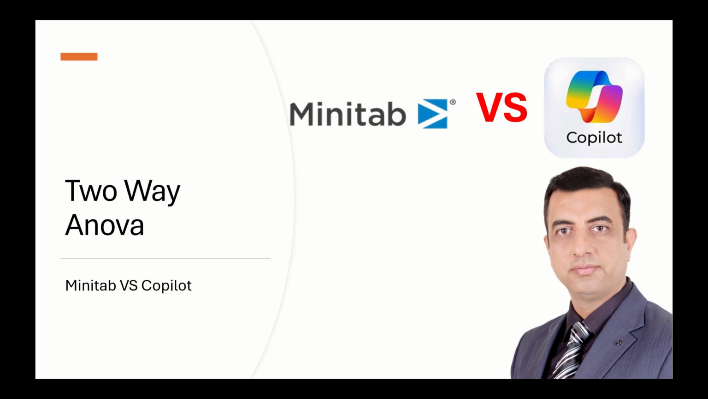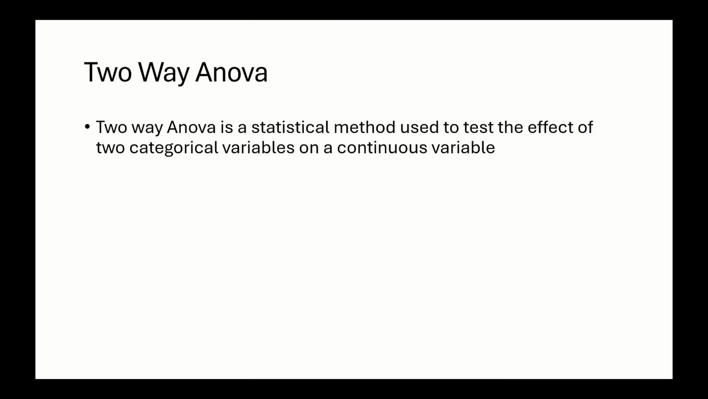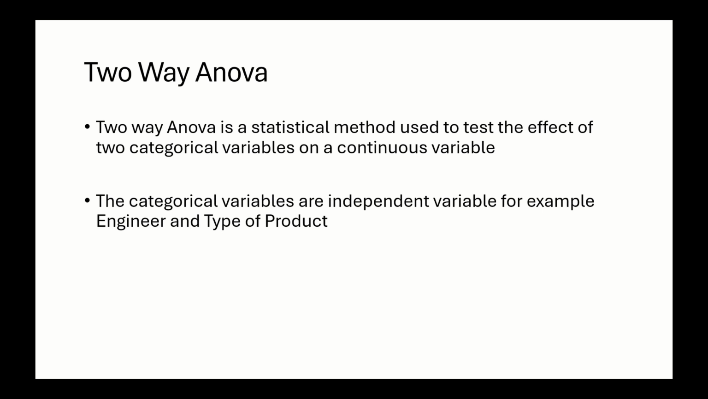Let us briefly understand what is two-way ANOVA. It is a statistical method which is used to test the effect of two categorical variables on a continuous variable. The categorical variables are independent variables. For example, engineer and product type, they are two independent categorical variables. For example, there are three engineers A, B and C. There could be four product types, which is 1, 2, 3 or 4. The continuous variable is repair turnaround time.